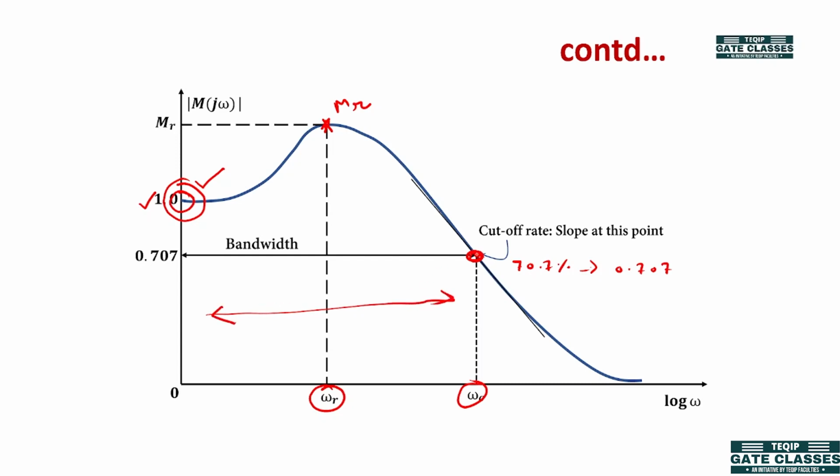And after this cutoff frequency, our system is attenuating so fast, so we are not interested in this part of the response. We are only interested in this part of the response. After this cutoff frequency, we are not interested in the system response. So at this point, the rate at which this response is decreasing, attenuating, is called the cutoff rate. Okay, the slope at the cutoff frequency. So these are the specifications in frequency response.